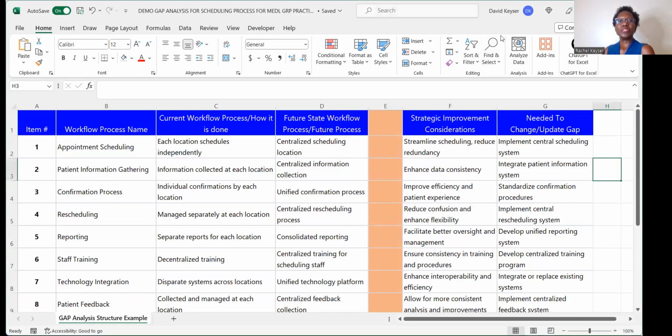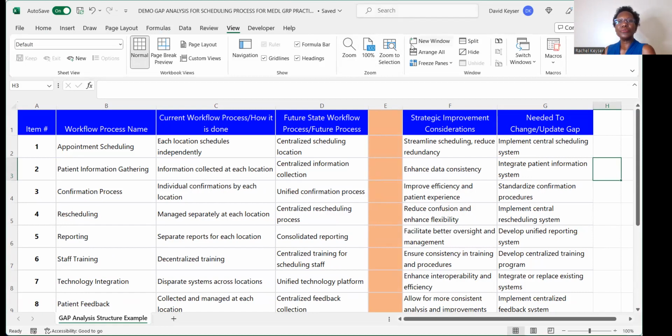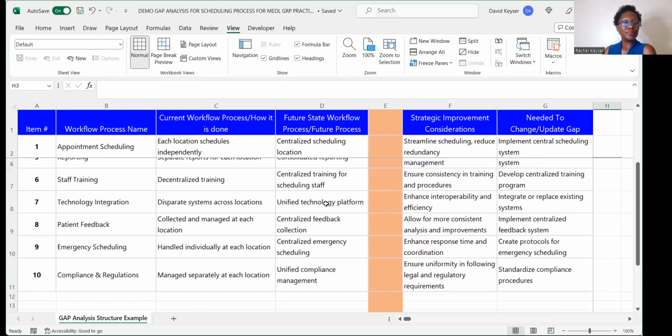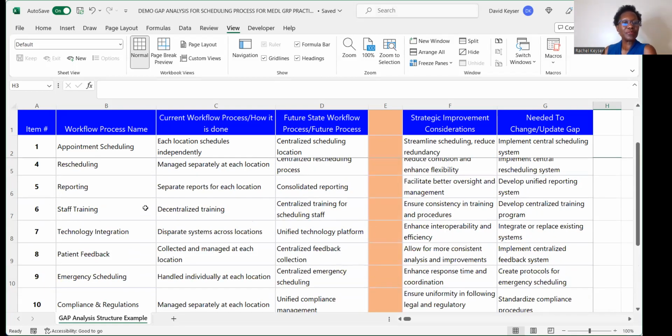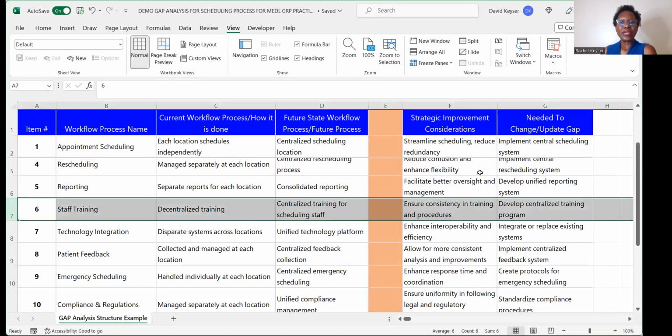Let me just actually change that view to where I can see my little window here. Freeze the panes here. Okay, so that is, I can see it. Okay, so we have staff training here. I said decentralized training. When it's centralized in one, everyone is trained on the same processes or procedures. It's much better. Again, I'm on this line.